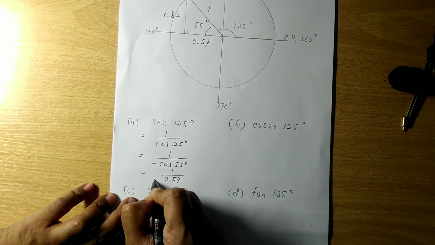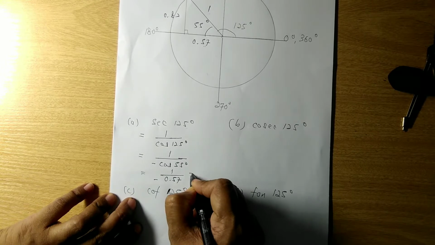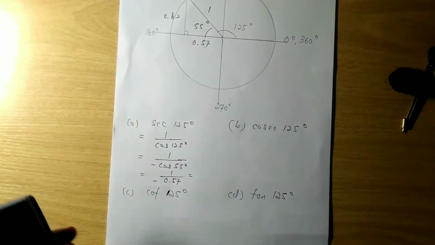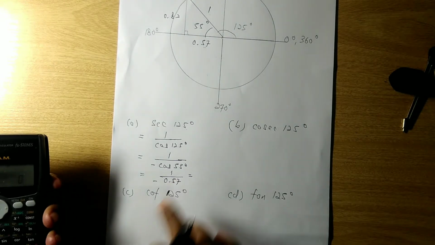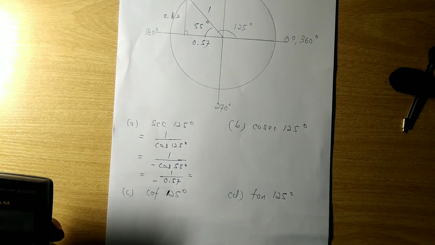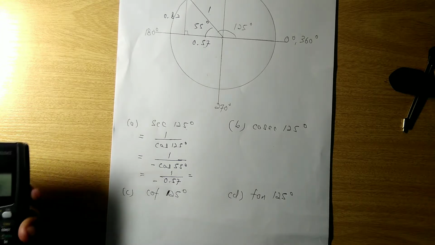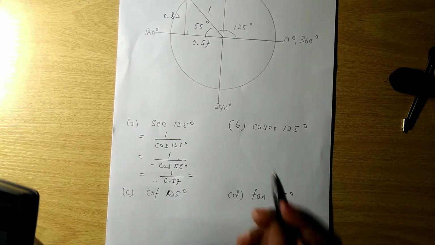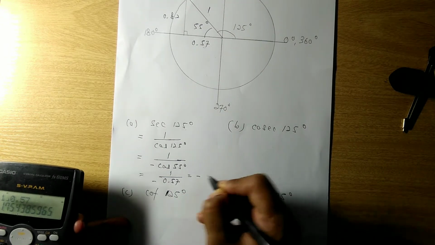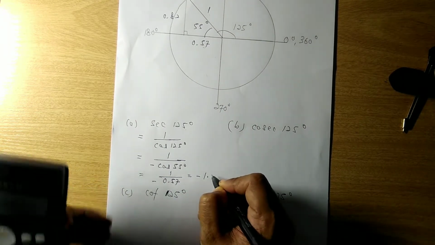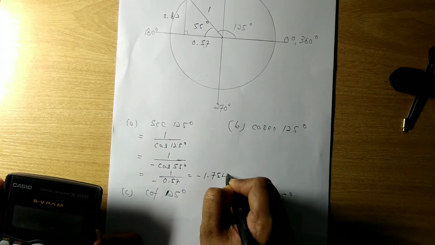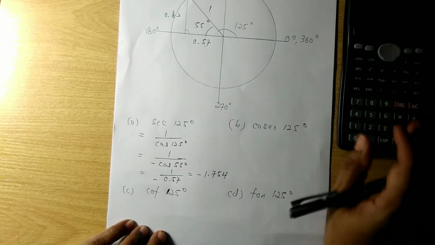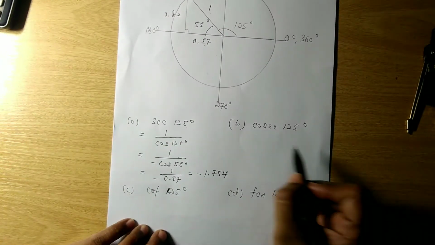Okay. So when you work this out, you divide this, 1... Okay, it's about negative 1.754. Alright. Okay, so that's just based on your calculator. Okay, now we're going to look at cosecant 125.